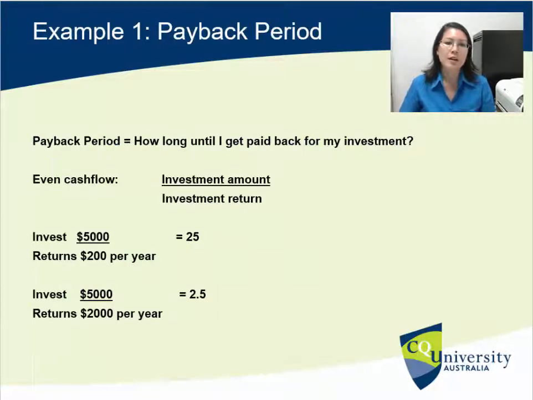As an example, if you have nice even cash flows, you can simply put it into a mathematical equation: investment amount divided by the annual return. So how long until I get paid back for our investment of $5,000 if it returns a cash flow of $200 per year? 5,000 divided by 200 is 25 years. If that same $5,000 returned $2,000 per year, it would only take 2.5 years to be paid back.